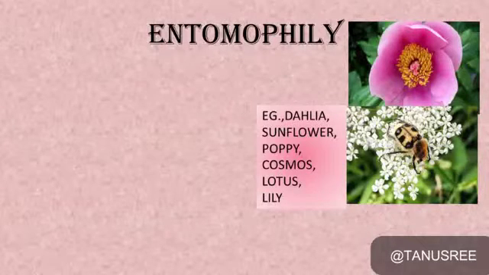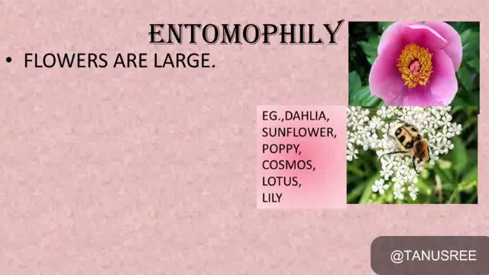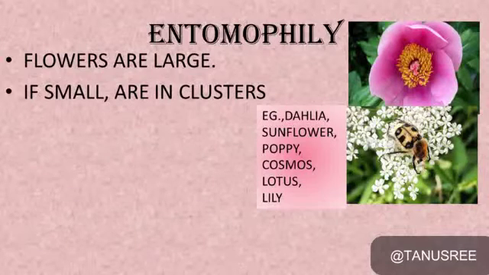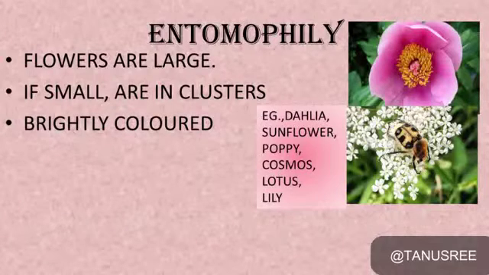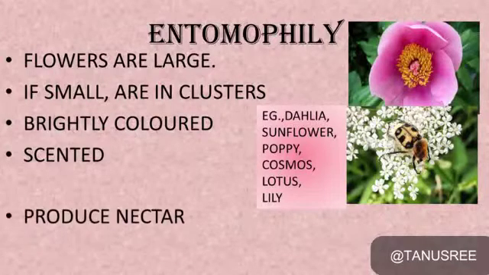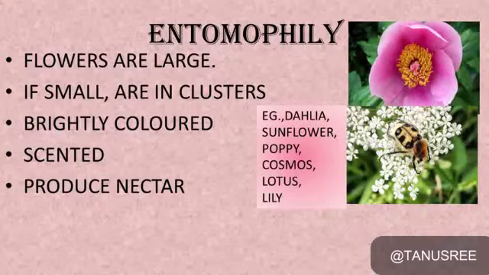Entomophily is pollinating by insects. Entomo means insects and phyle means affinity. The flowers are large. If small, they are in clusters and are usually dull colored. Mostly, they are bright colored, scented, nectar producing. The nectar lies in nectaries at the base of petals or pistil. These features attract the insects towards the flower.